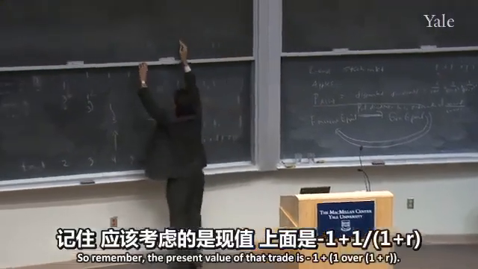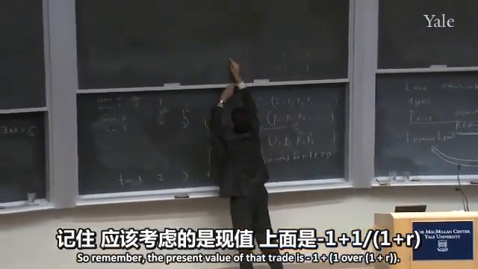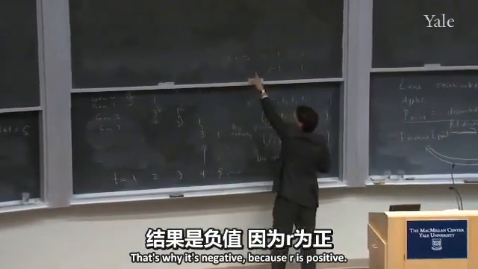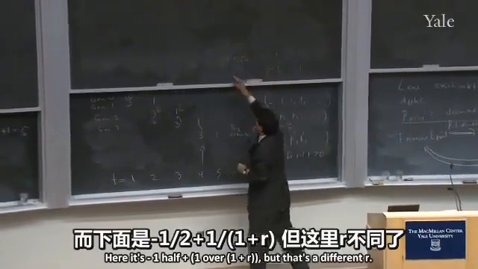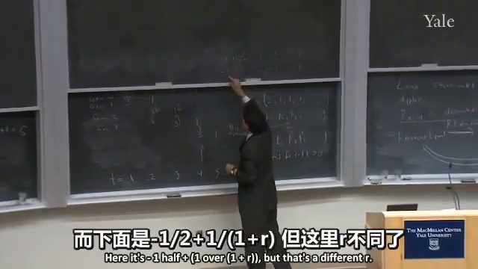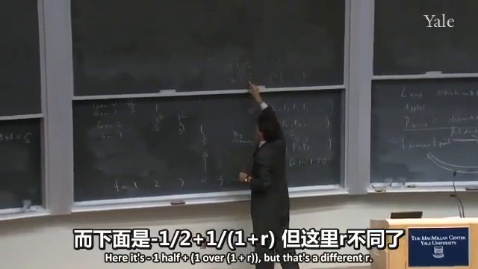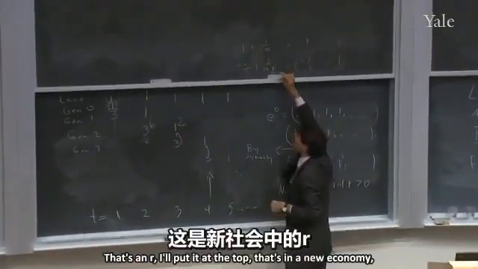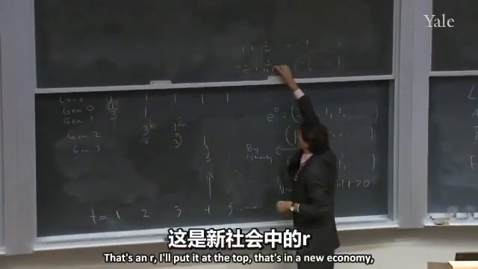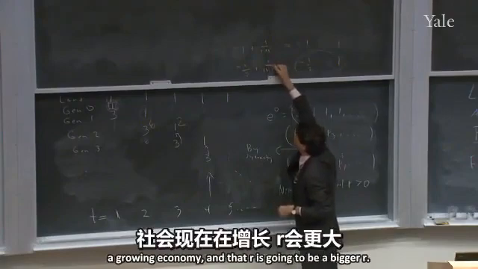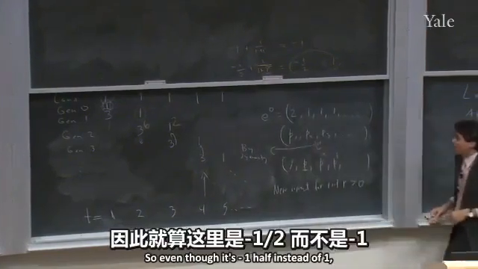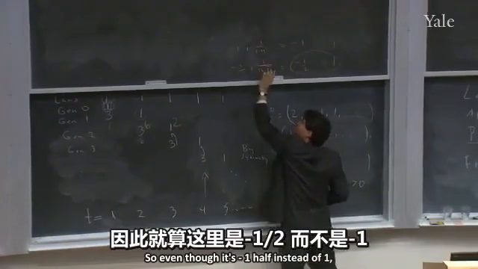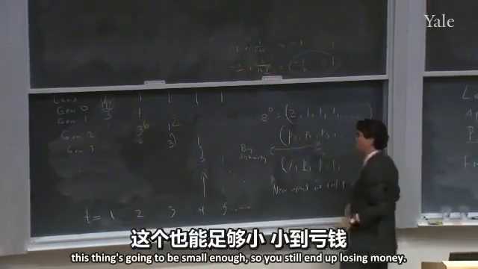So remember, the present value of that trade is minus 1 plus 1 over 1 plus r. That's why it's negative, because r is positive. Here, it's minus a half plus 1 over 1 plus r. Okay, but that's a different r. I'll put it at the top. That's in a new economy, a growing economy, and that r is going to be a bigger r. So even though it's minus a half instead of 1, this thing's going to be small enough, so you still end up losing money.